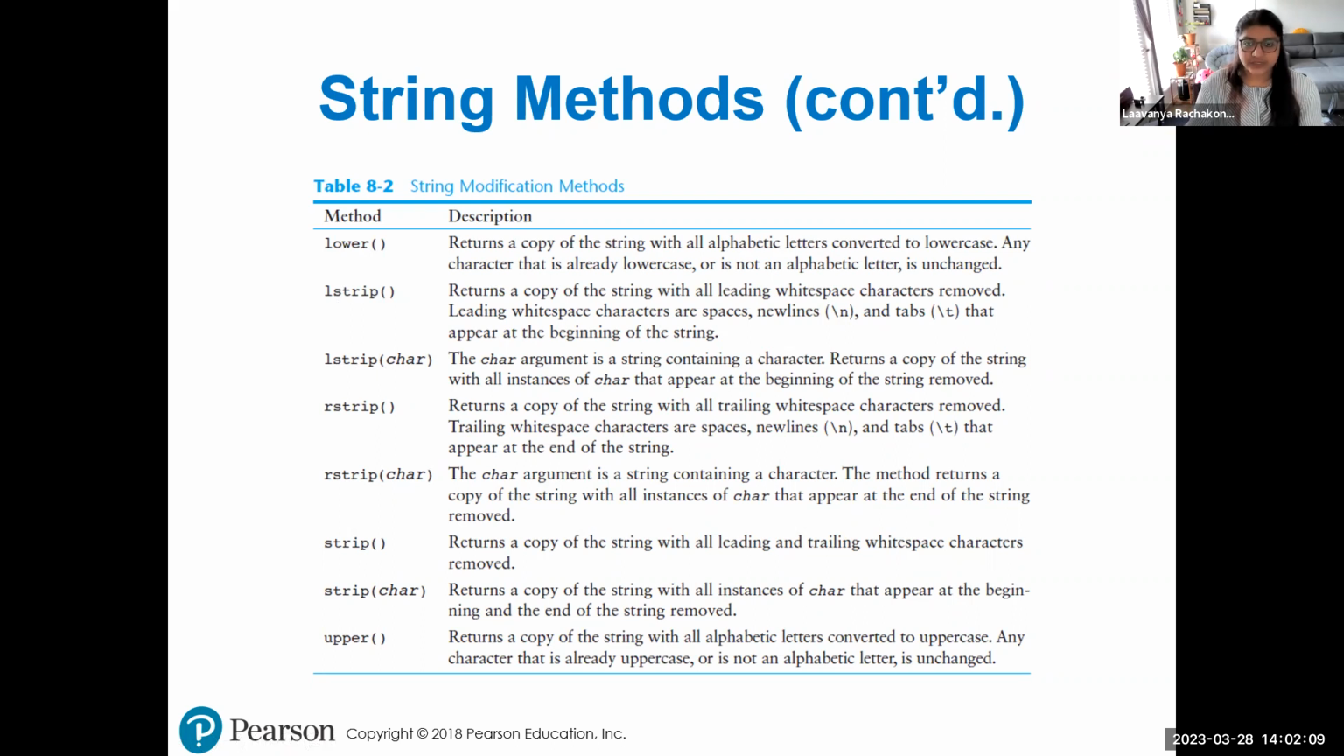This is similar to rstrip, that is right strip. Rstrip will remove all the trailing white space characters, so towards the end, whatever the white space characters are, those will be removed. And strip will remove all the leading and the trailing white space characters, from the beginning and from the end of the string. If you want to remove a particular character, like a space, you can directly use strip, open parenthesis, and the particular character as your argument. And upper will return a copy of the string with all the alphabets converted to uppercase.